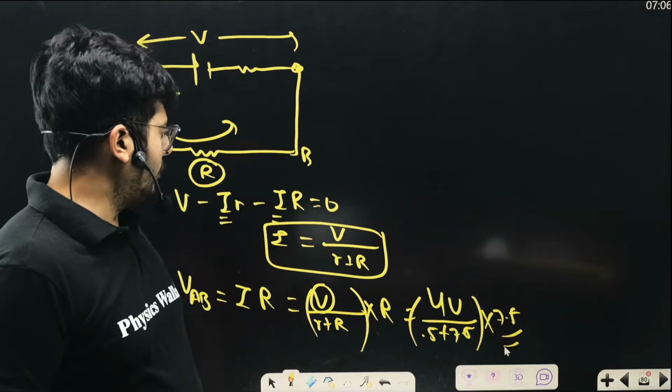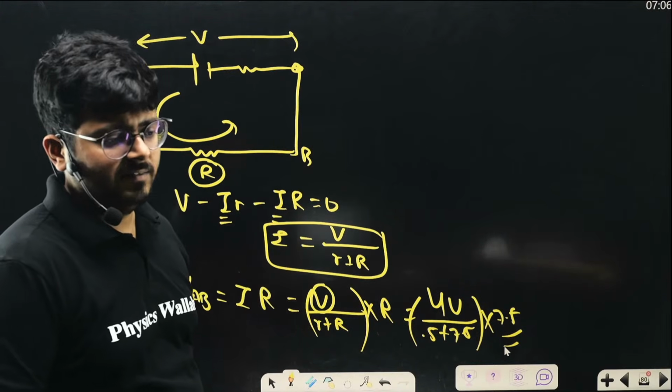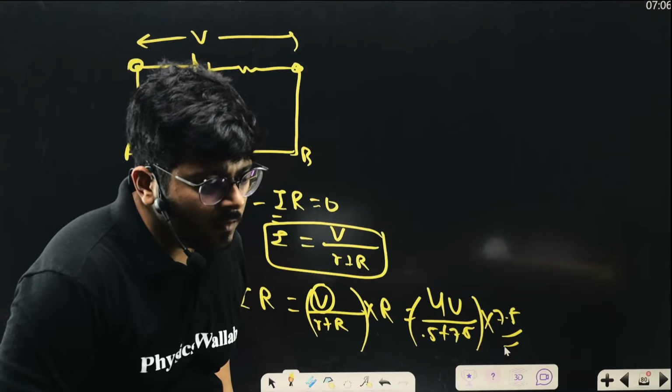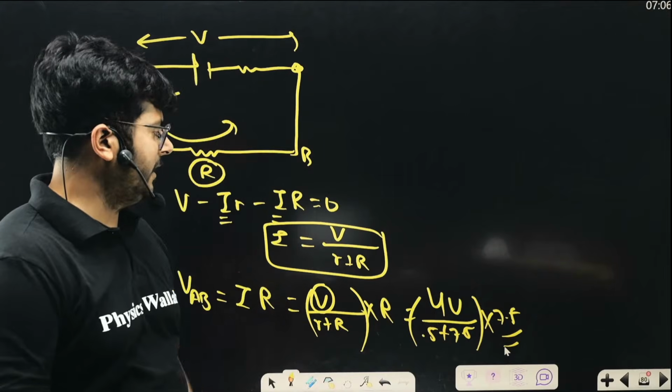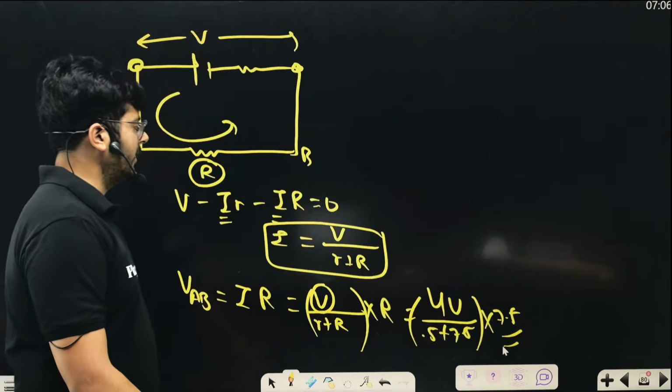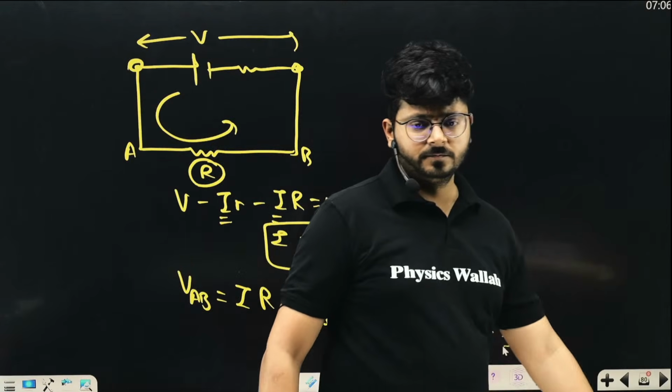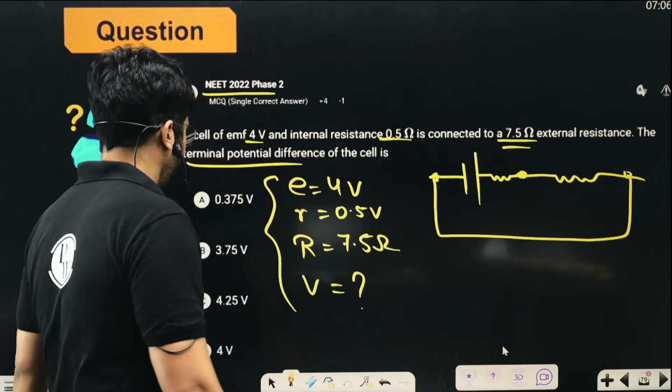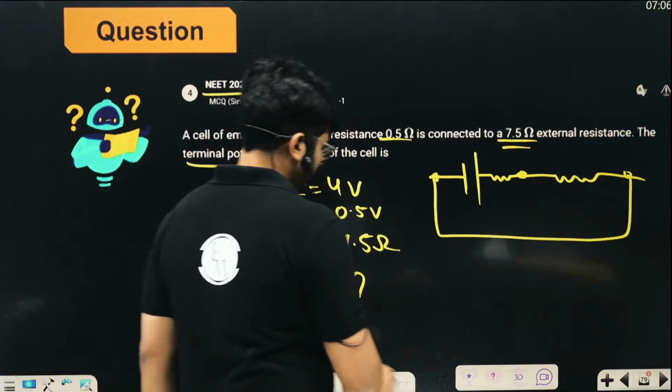I hope the idea is very clear. Just multiply it and you'll get the value. Ananya is saying option B. Whatever value you are getting is the final answer: 3.75.